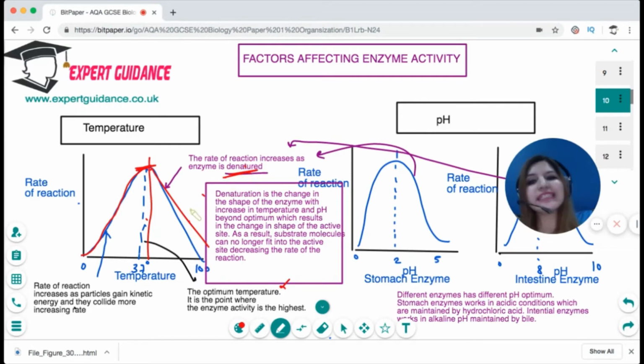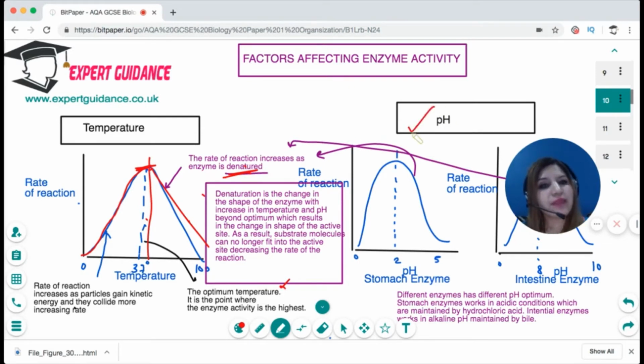Now, what is denaturation? Denaturation is when you heat any specific enzyme, due to being protein in nature, their bonds break. So they change shape. When the shape of the active site changes, the substrate molecules can no longer bind to it, decreasing the rate of reaction. So denaturation is a change in shape of the enzyme with a change in pH or the temperature.